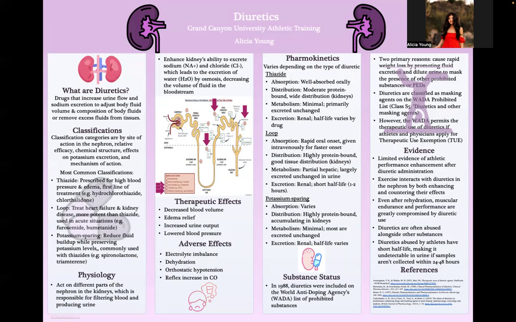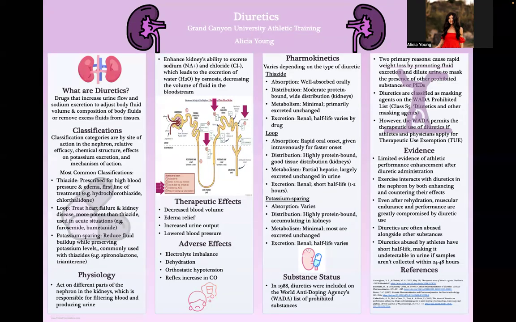Now going into substance status. So in 1988, diuretics were included on the World Anti-Doping Agency's list of prohibited substances. Why? Well, the two primary reasons are they cause rapid weight loss by promoting fluid excretion, and they also dilute urine to mask the presence of other prohibited substances or performance enhancing drugs. The urine dilution effect of diuretics also allows them to be classified as masking agents and precludes their use, obviously, in and out of competition, like I just mentioned.